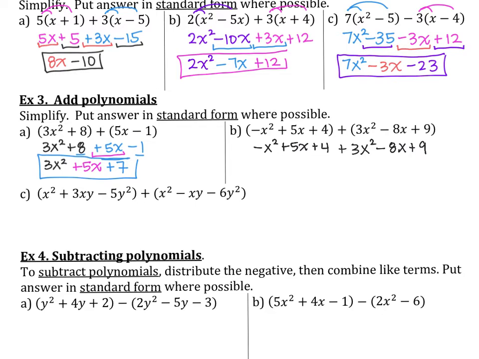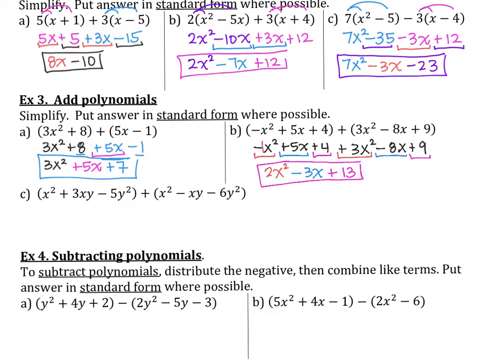Okay, now I'm going to look for my like terms. X squared is the highest term, so I have a negative. This is like a negative 1, positive 3. So 3 minus 1 is 2x squared. Do I have any x's? 5x minus 8x is minus 3x. And then positive 4 plus 9 is 13.